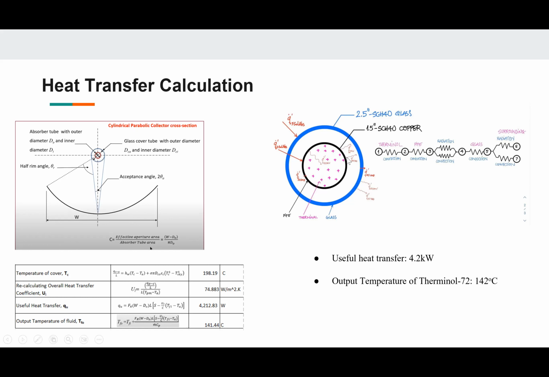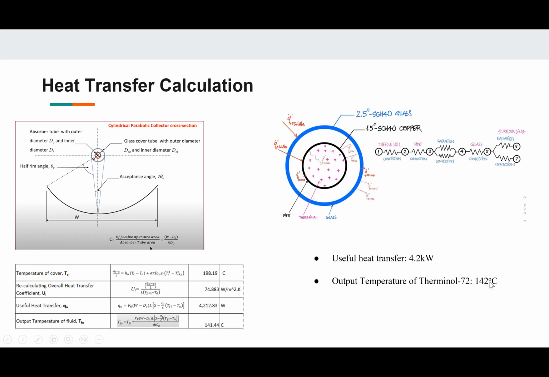And over here, you can see the radiation goes out of the tube. The energy from the radiation and convection then passes through the glass layer by conduction, and the energy absorbed by the glass layer dissipates to the environment by convection and radiation. So I already made the calculations, and the output temperature of the Therminol 72 is roughly around 142 Celsius degrees, with a useful heat transfer of about 4.2 kilowatts.